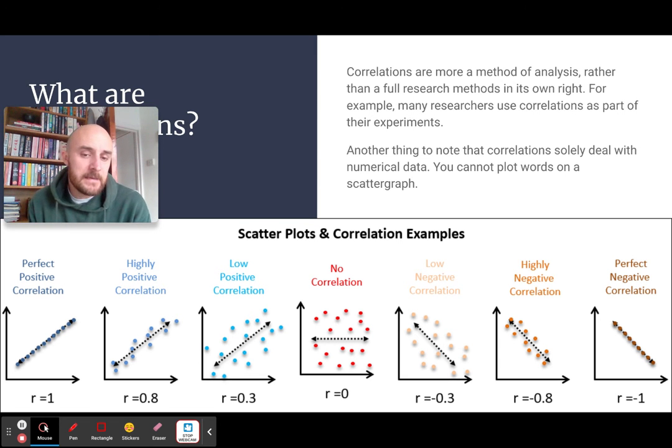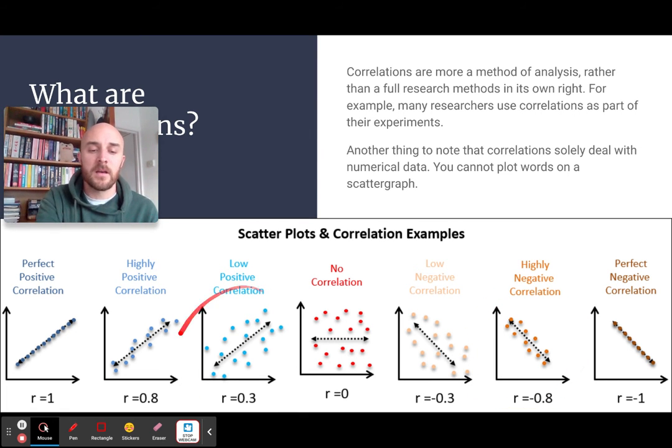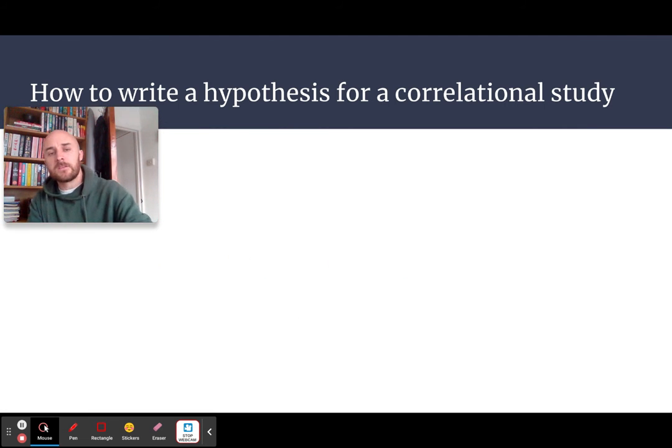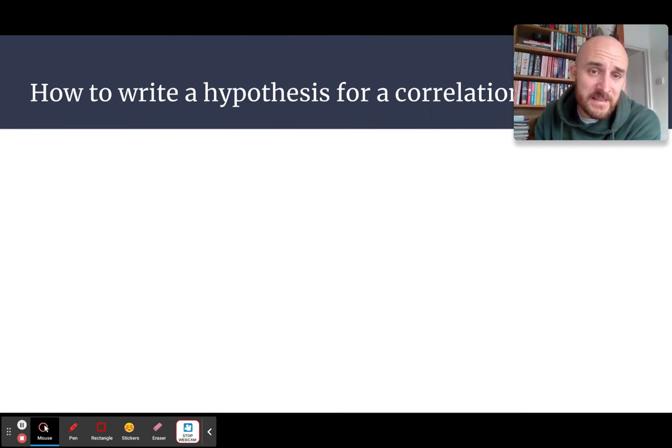And finally, a really crucial thing to note down is that both of your covariables must be numerical. Otherwise, it's not a correlation. So correlations only deal with numerical quantitative data. You cannot plot qualitative data on a graph. So both of your covariables need to be numerical. Really important. Okay, so we know what a correlation is in this case.